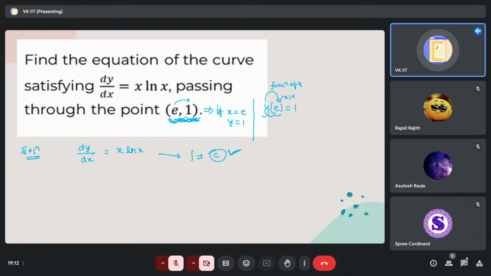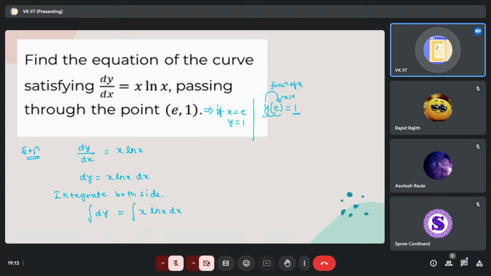If we see, we can easily separate them, because x ln x into dx has only one variable. So it is easy to solve. Now what is the next task? Integration. Integrate both sides. When you do the integration, what will you be getting? Integration of dy is equal to integration of x ln x.